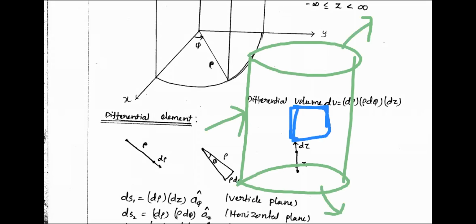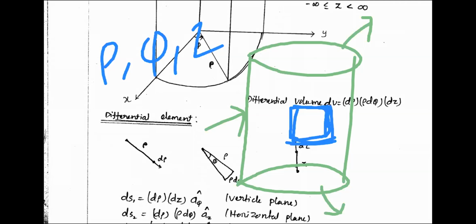Which parameter will be constant? There are three parameters, rho, phi, z. When you are on the lateral surface, which parameter will be constant? Not phi. Phi will vary if you are going in this direction. If you are going in this direction, z will vary. Rho is constant. When you are going inside, your rho will decrease, but you are on the surface only. Whenever you are on the surface, rho is constant. Please note down, when you are on the lateral surface, rho is constant.